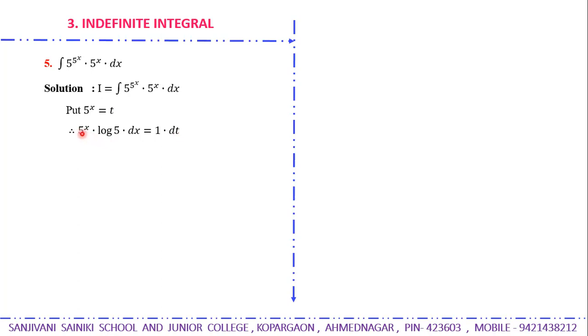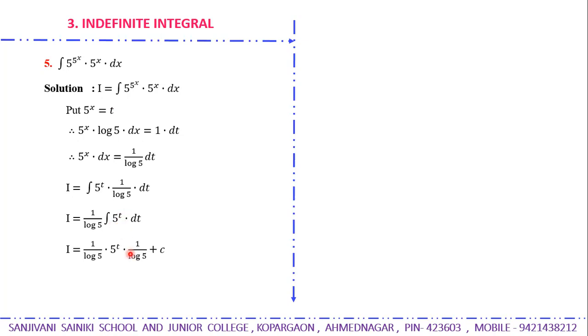So keep this 5 raised to x dx on one side and divide both sides by log of 5. So you'll get this equation. Now put those values in this integral, you will get integration 5 raised to t into 1 upon log of 5 dt. 1 upon log of 5 is a constant, so we can take it outside. So what is remaining? Integration of 5 raised to t dt. So 5 raised to t, its integral is 5 raised to t upon log of 5 plus c. So after simplifying, we'll get 1 upon log of 5 bracket square into 5 raised to 5 raised to x, because this t is nothing but 5 raised to x.